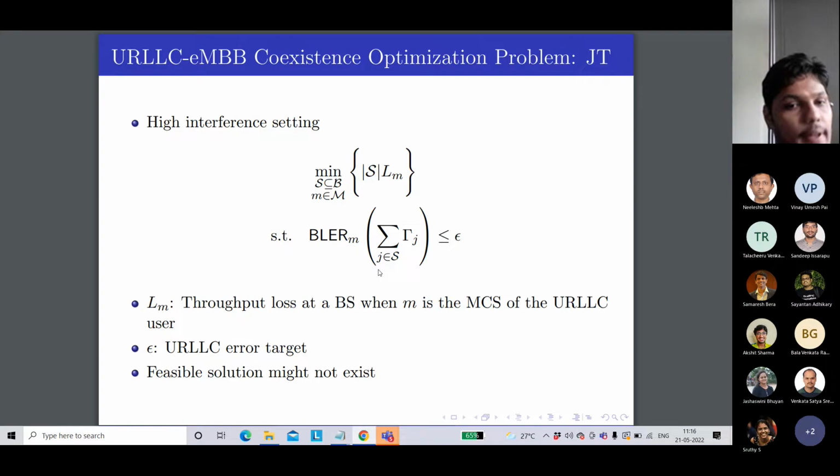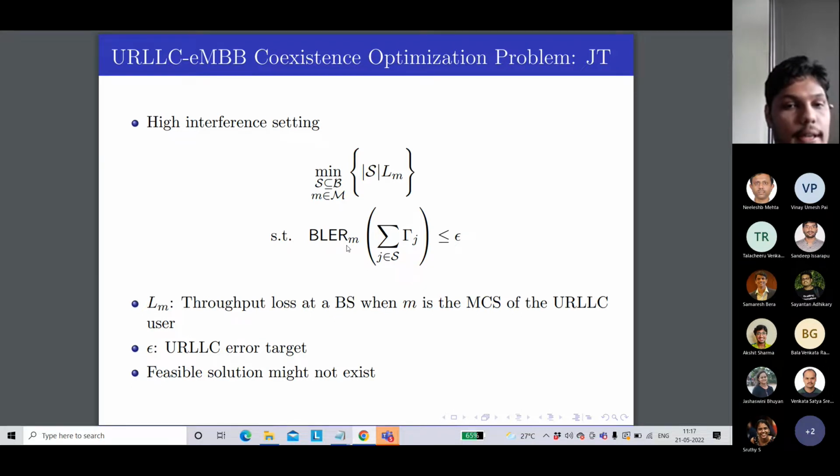So first thing, whether any feasible solution exists or not. What is meant by a feasible solution? Whether any MCS or set of cooperating base stations exists such that this constraint is satisfied. So we'll see what is the probability of a feasible solution existing.